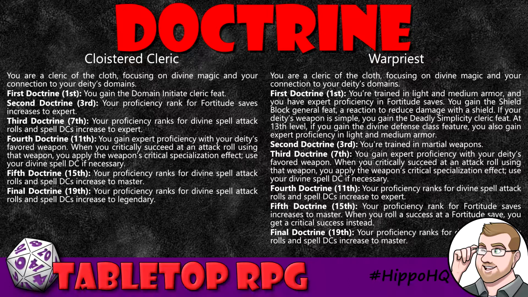So you can see the War Priest gets better access to weapons and armour and better fortitude saves. However, their spell attack rolls and spell save DCs can only get to master, and if they want to access their deity's domain spells, they have to sacrifice some other class feat to get it. The Cloistered Cleric, however, does not have access to all the advanced weapons and armour, neither do they have the same level of fortitude saves. However, their spell save DC and attack rolls are legendary, and they automatically get access to their deity's domain spells.